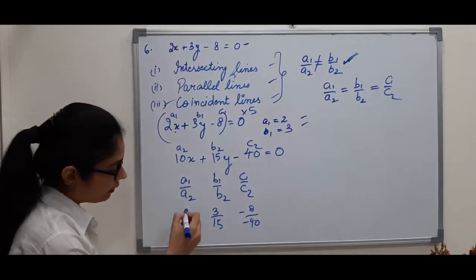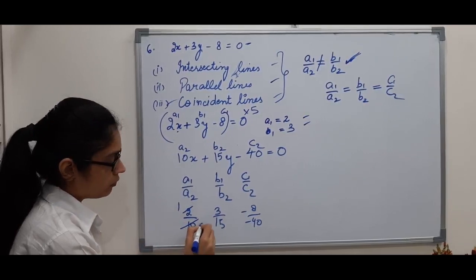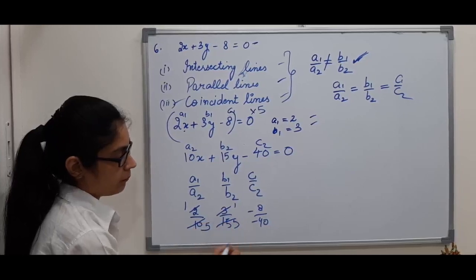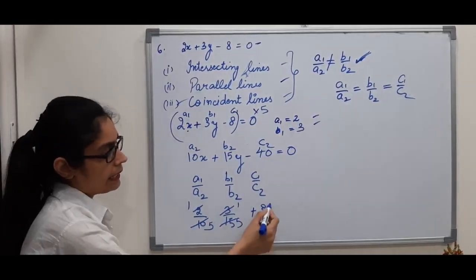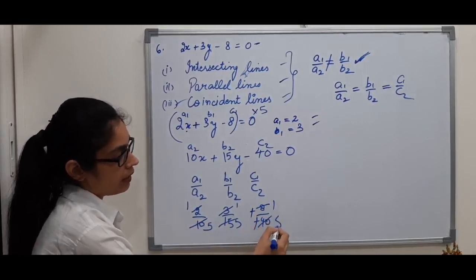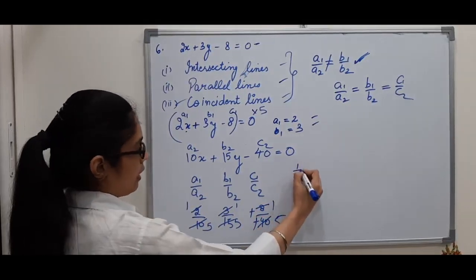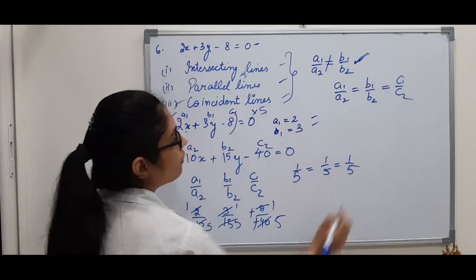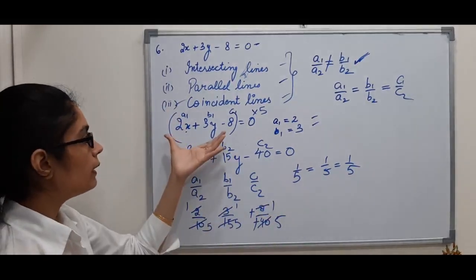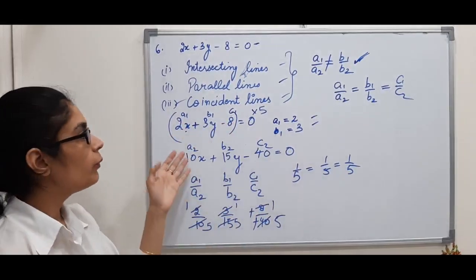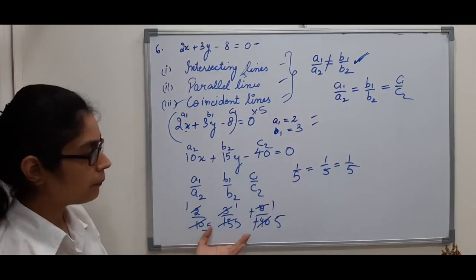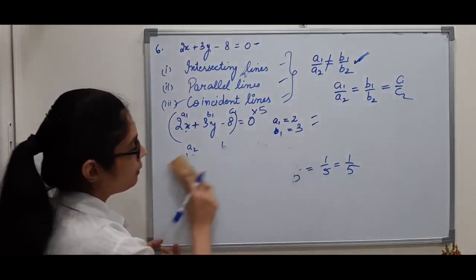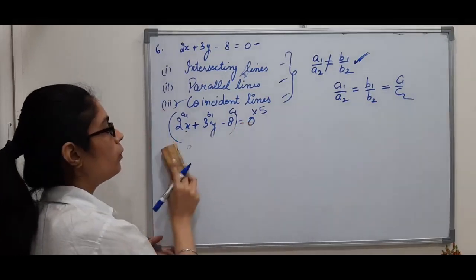Let's simplify it quickly. 2 into 1 is 2, 2 into 5 is 10. 3 into 1 is 3, 3 into 5 is 15. Minus and minus sign will get cancelled. 8 into 1 is 8, 8 into 5 is 40. So I can see I am getting 1 by 5 equals 1 by 5 equals 1 by 5. So if I am multiplying the whole equation, this is the simplest way to get the equations. See, I am getting my results also. So this question was pretty much simpler and I have explained it in a simple way.